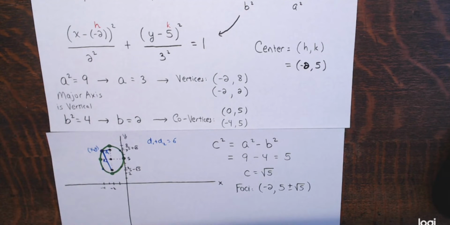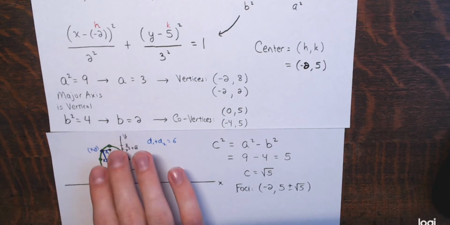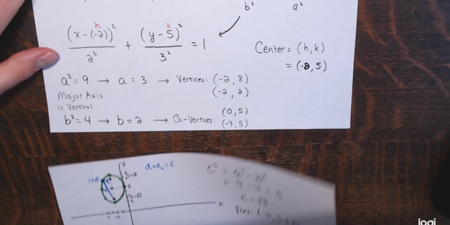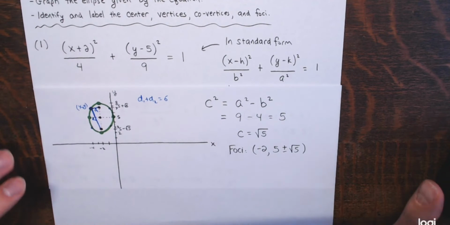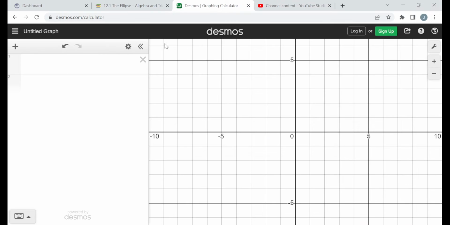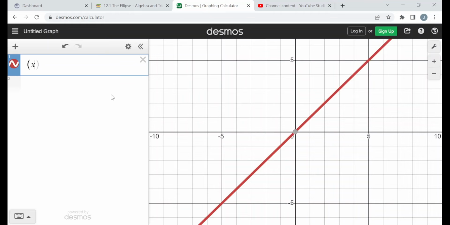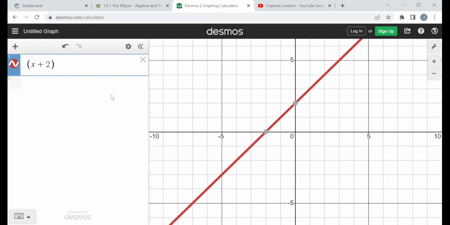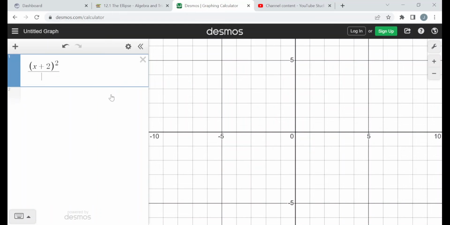Okay. And now just to make sure everything's looking good here, I'm going to go to that Desmos site, free online graphing calculator at desmos.com, and just enter the equation we were given and see what the graph looks like. So it was the quantity x plus 2 squared divided by 4 plus the quantity y minus 5 squared divided by 9 equals 1. And there's our ellipse.